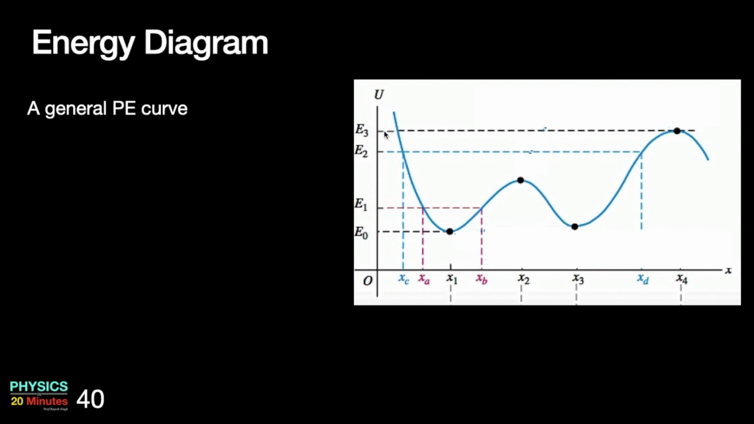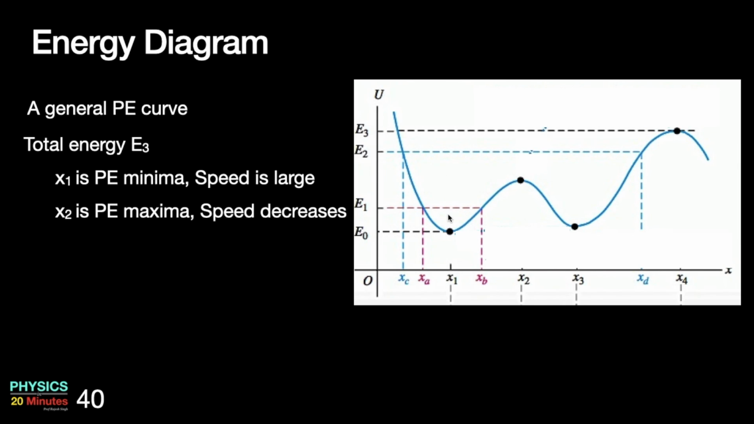This is the energy E3. You can take the same logic over here. This is one of the turning points because it is the intersection of U and E. As you go towards the right, potential energy will decrease, kinetic energy will increase, speed will increase. Here the speed will be less again because potential energy is high. Here the potential energy minima is there, speed is large.